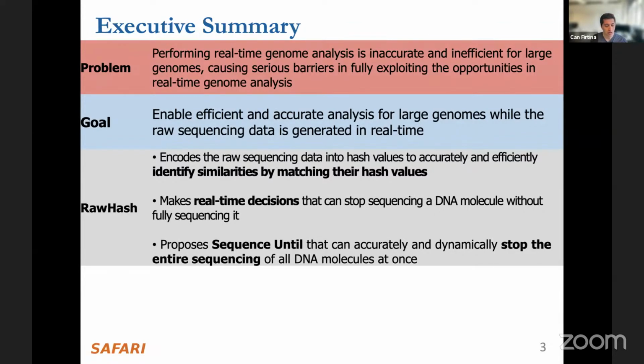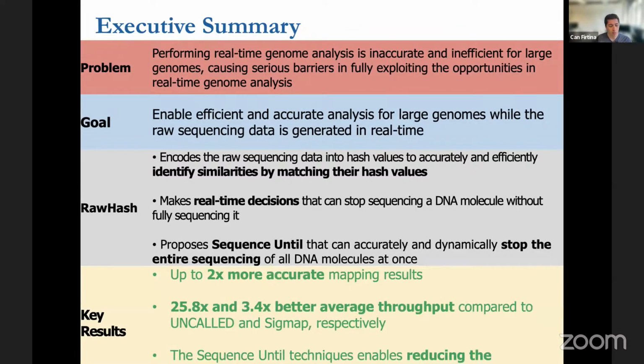We also propose in RawHash a novel technique called Sequence Until, that can accurately and dynamically stop the entire sequencing. So it's not stopping the sequencing of a single DNA molecule, but this can stop the entire sequencing of all DNA molecules at once. RawHash provides up to 2x more accurate mapping results. It provides 25.8x and 3.4x better average throughput compared to the state-of-the-art works UNCALLED and Sigmap, respectively. And the Sequence Until technique enables reducing the sequencing time and cost significantly.